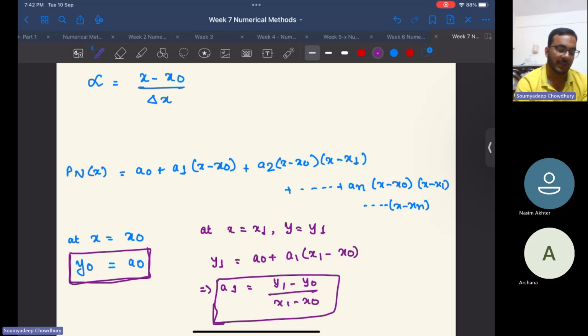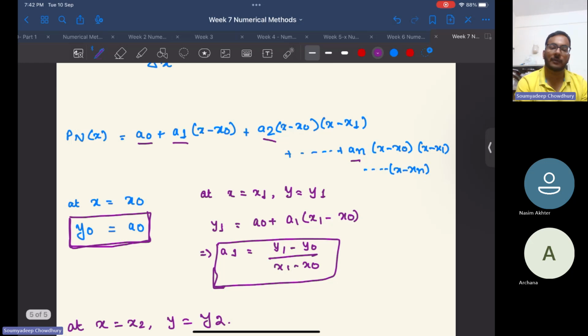What is the unknown thing? This x naught, x1 are all known to me. Only these coefficients, a naught, a1, a2, and so on, I need to find out. So from the known values of x and y, we have to find out these coefficients.